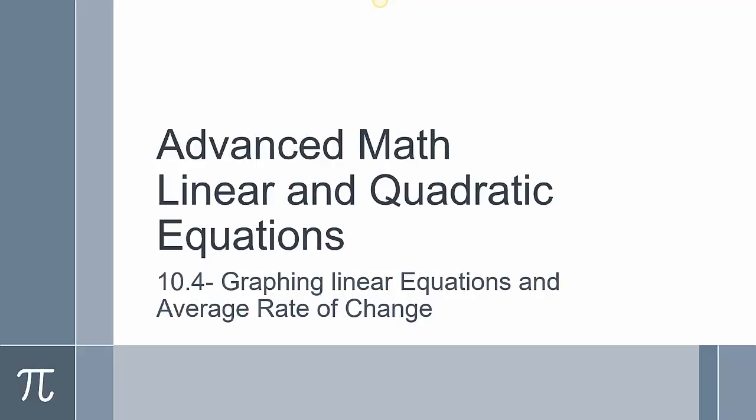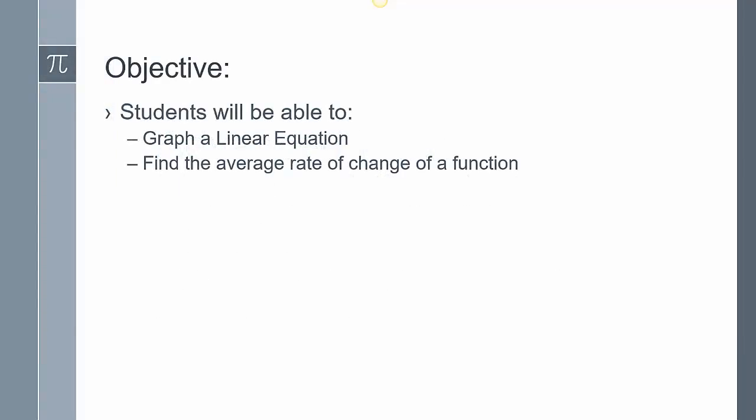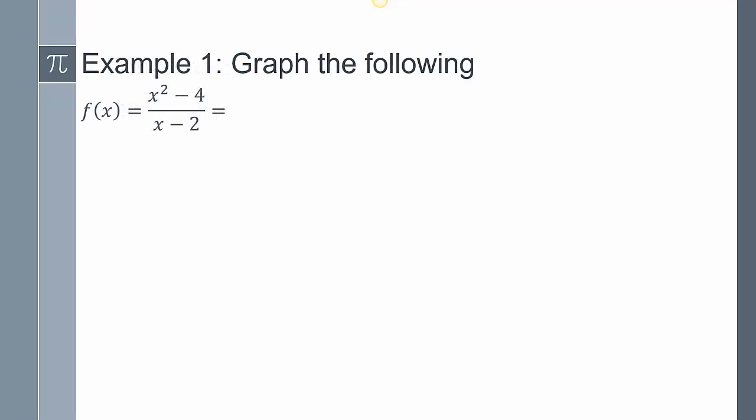Today's going to be 10-4. We're going to be graphing linear equations and looking at the average rate of change. So today's objective, we're going to graph linear equations and find the average rate of change of a function. So our first example here, it says graph the given function.